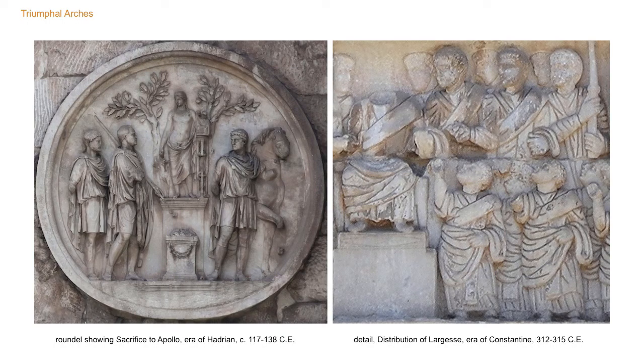Another thing this layering does is show us a differentiation in style. Here on the left, we have a roundel showing the sacrifice to Apollo. This was done in Hadrian's era between 117 and 138 CE. On the right, almost 200 years later, we have carving that was done under Constantine. Look at these for a minute. Tell me what you see stylistically. What's happening?